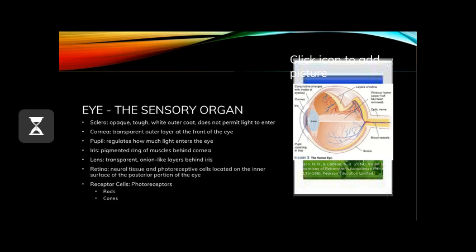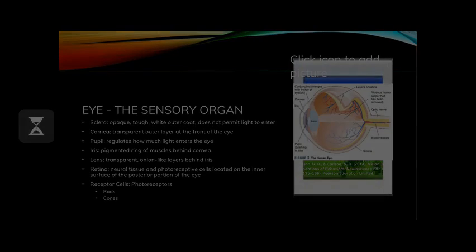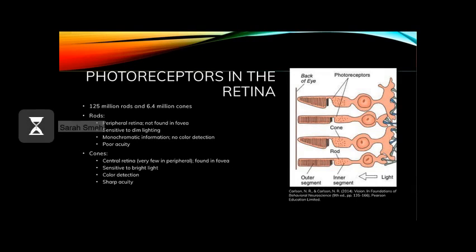The retina is neural tissue and photoreceptive cells located on the inner surface of the posterior portion of the eye. Receptor cells, also known as photoreceptors, are in the retina: the rods and cones. Rods and cones detect light. They are named for their shapes. These photoreceptors convert light into neural signals. They both have an inner and outer segment, but they have different functions. The human retina contains approximately 125 million rods and 6.4 million cones.